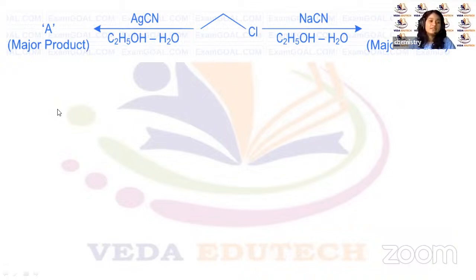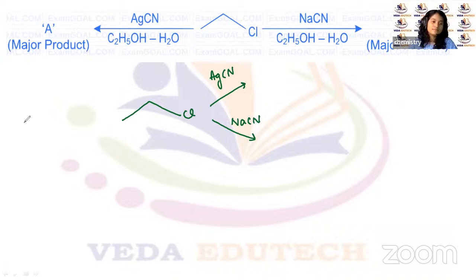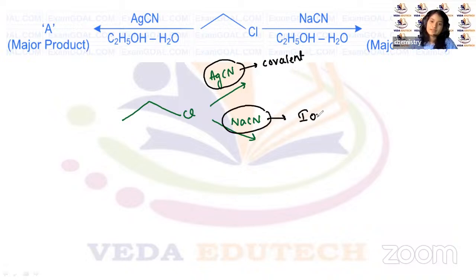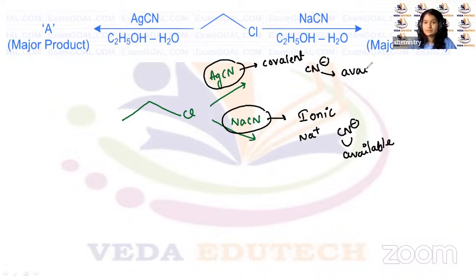Okay, children. So what is given here? We are given with this, and we are conducting a substitution experiment here. In one case, we have given AgCN and in another case, we have given NaCN. This one, children, is covalent in nature. And this, as we know, is ionic in nature. Ionic means it will give us Na plus and CN minus. Here both C and N are available for bonding. But here only N is available. Why? Because this is a covalent bond and C won't be free.